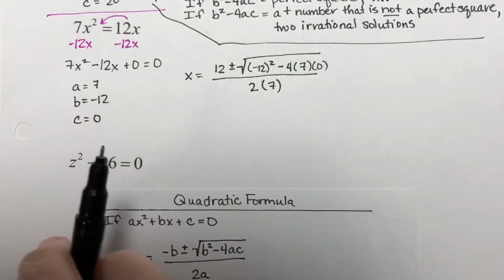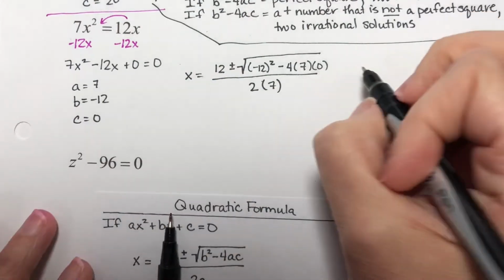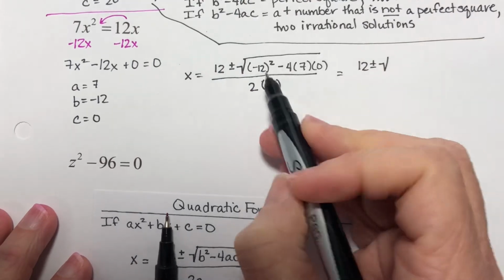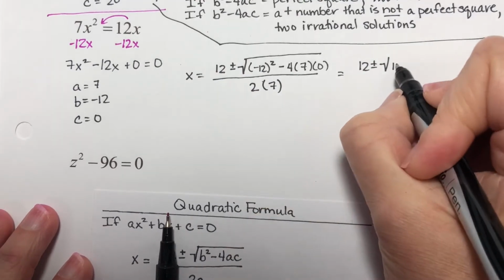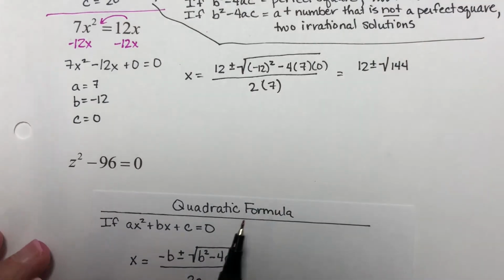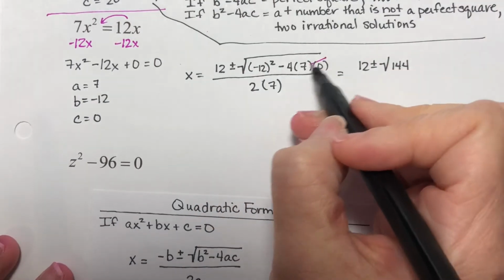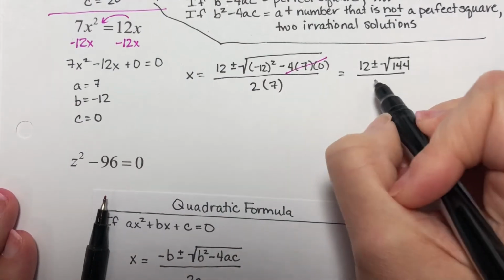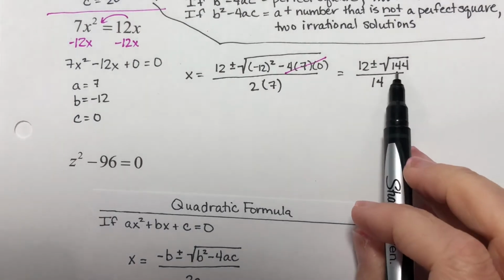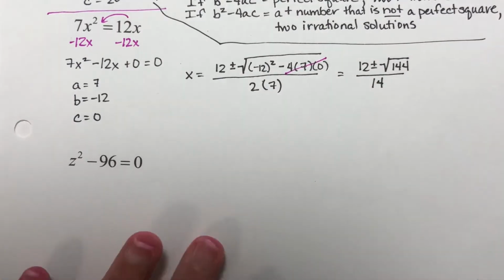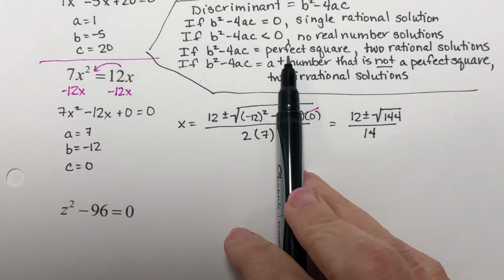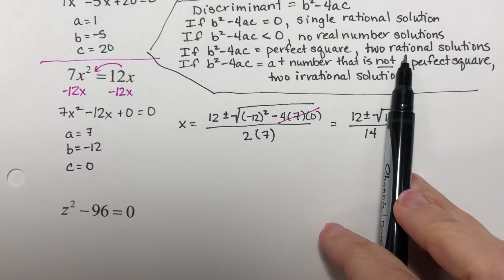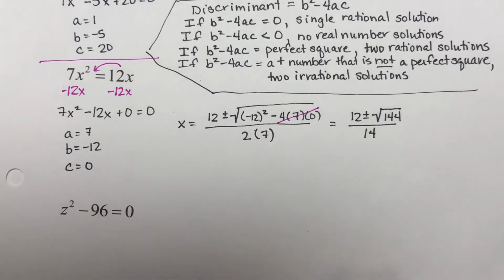Okay, so let's look at what we have. This is going to be 12 plus or minus the square root of negative 12 in parentheses squared is 144. And 4 times 7 times 0, that's just a 0. Okay, and this will be over 14. Now, 144 is a positive perfect square. So I have a perfect square, and that's my discriminant. I expect 2 rational solutions. I should expect my square roots to go away, and I should expect to get 2 different solutions.